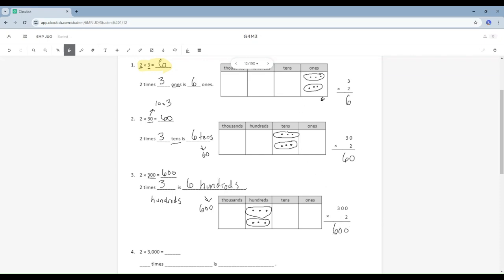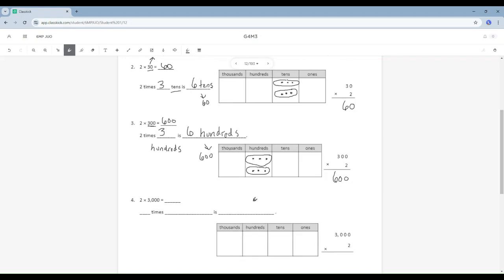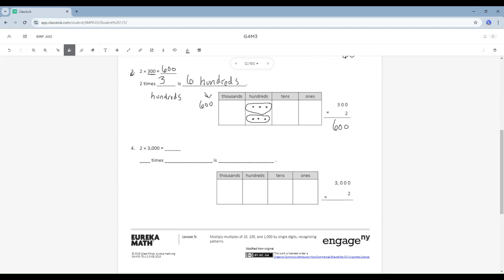So we should start to notice a pattern here. From 2 times 3 is equal to 6, I did that here in the ones place. 2 times 30 is equal to 60, which is 6 tens. 2 times 300 ended up being 6 hundreds. And now we're going to do 2 times 3,000. You might already catch on to what you think 2 times 3,000 is going to be. We're going to write it out here. 2 times 3 thousands.